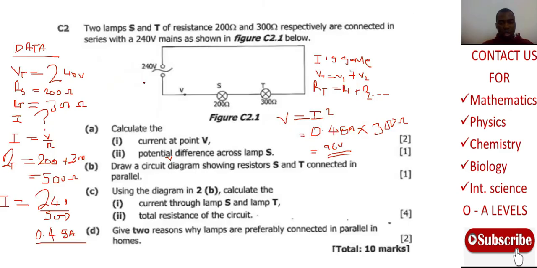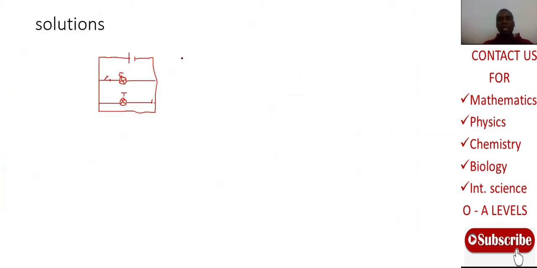Okay, so it was saying draw a circuit diagram showing resistors S and T connected in parallel. You just did that. Using the diagram in 2B, calculate the current through lamp S and lamp T. Now, like we were saying, in the parallel circuit, there are also rules. One of the rules is that voltage is the same throughout.